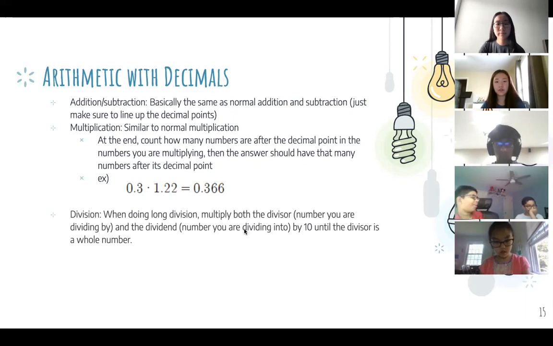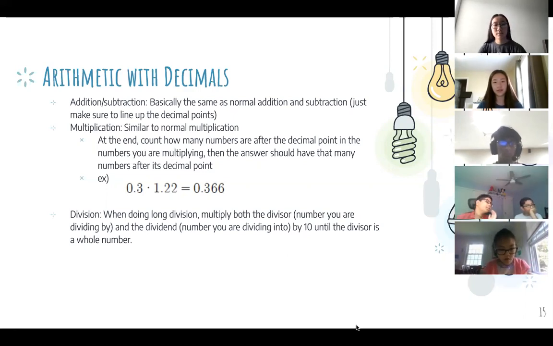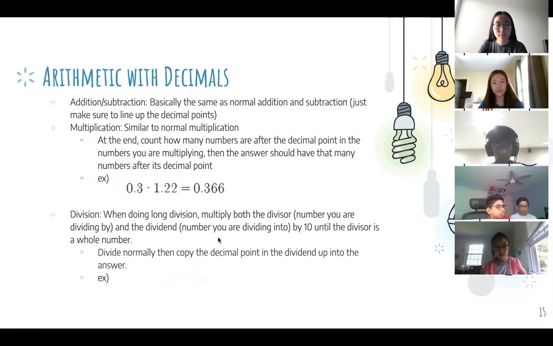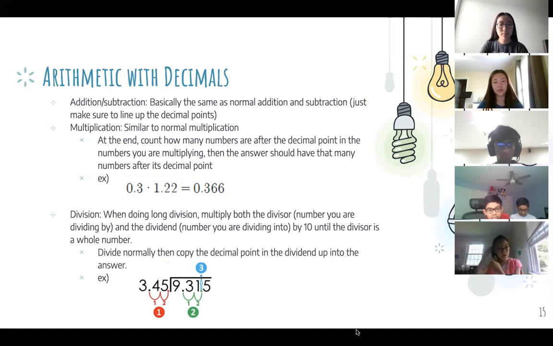And for division, when you're doing long division, you multiply both the divisor and the dividend by 10 until the divisor is a whole number. The divisor is the number you're dividing by, and the dividend is the number you're dividing into. This is for when the divisor is a decimal. And then you just move the decimal point up into your answer.